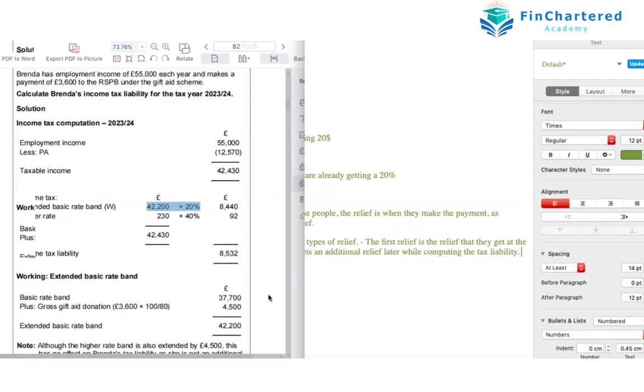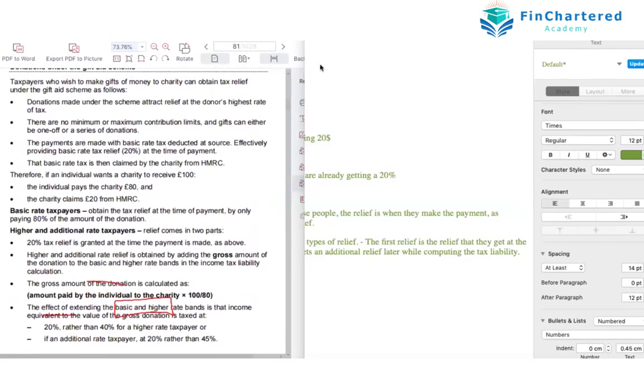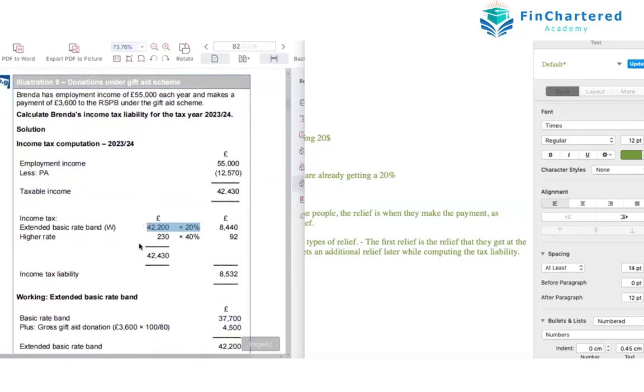How did I calculate the increase in the basic rate band? It is basically whatever donation you are making multiplied by 100 divided by 80. If you remember this, by that much amount the income will move to the lower rate band. With this understood, everything in the textbook will be crystal clear. So I hope you have understood illustration 9.